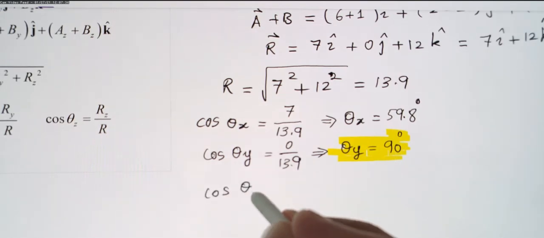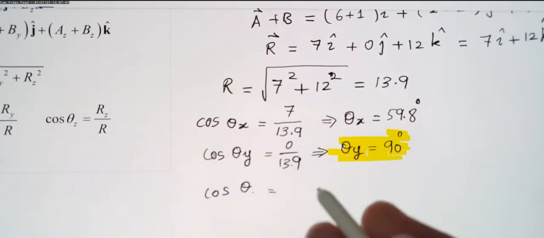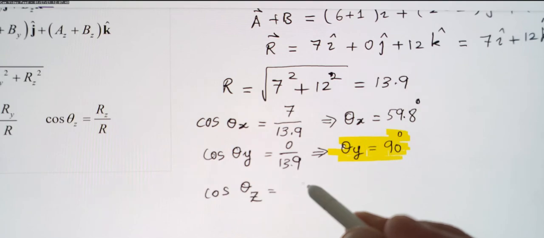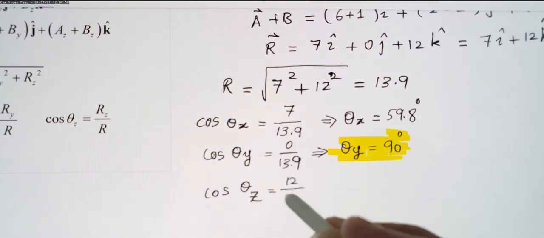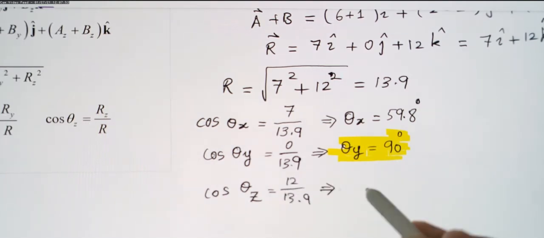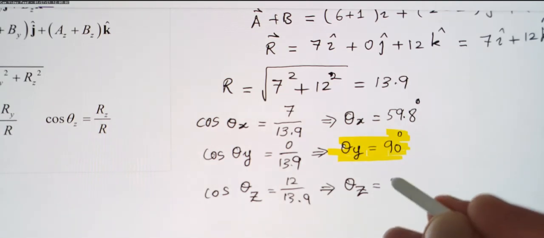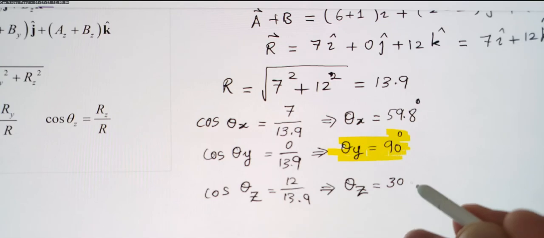Cosine with the z-axis: cosine theta z is equal to 12 over 13.9. So what's that? 30.3 degrees.